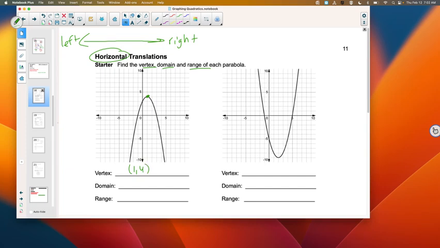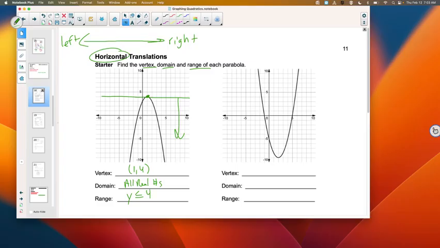Awesome. The domain is always, for parabolas anyway, gonna be all real numbers. And the range, remember, we have to look at this like a line. We can just draw this line in if we want, where the vertex is, and see, oh, it exists below this line, right? So that's y, it's always y, is less than or equal to, and then the y value of the vertex, which is 4.